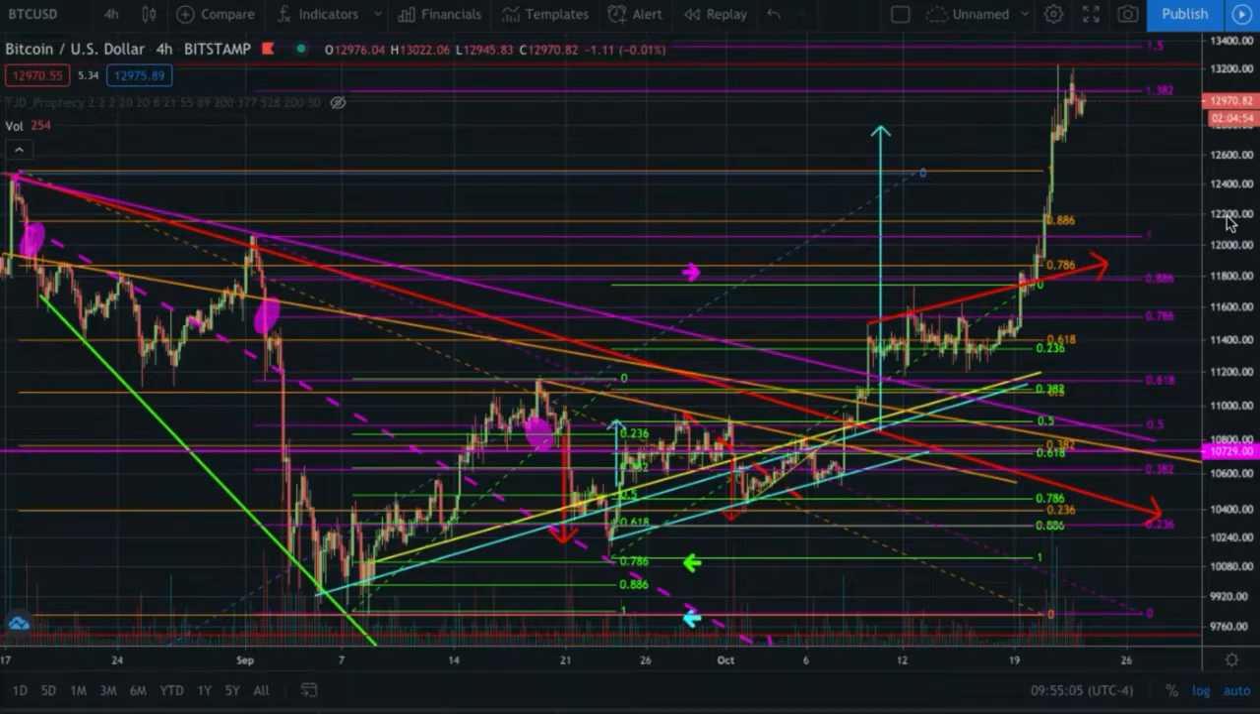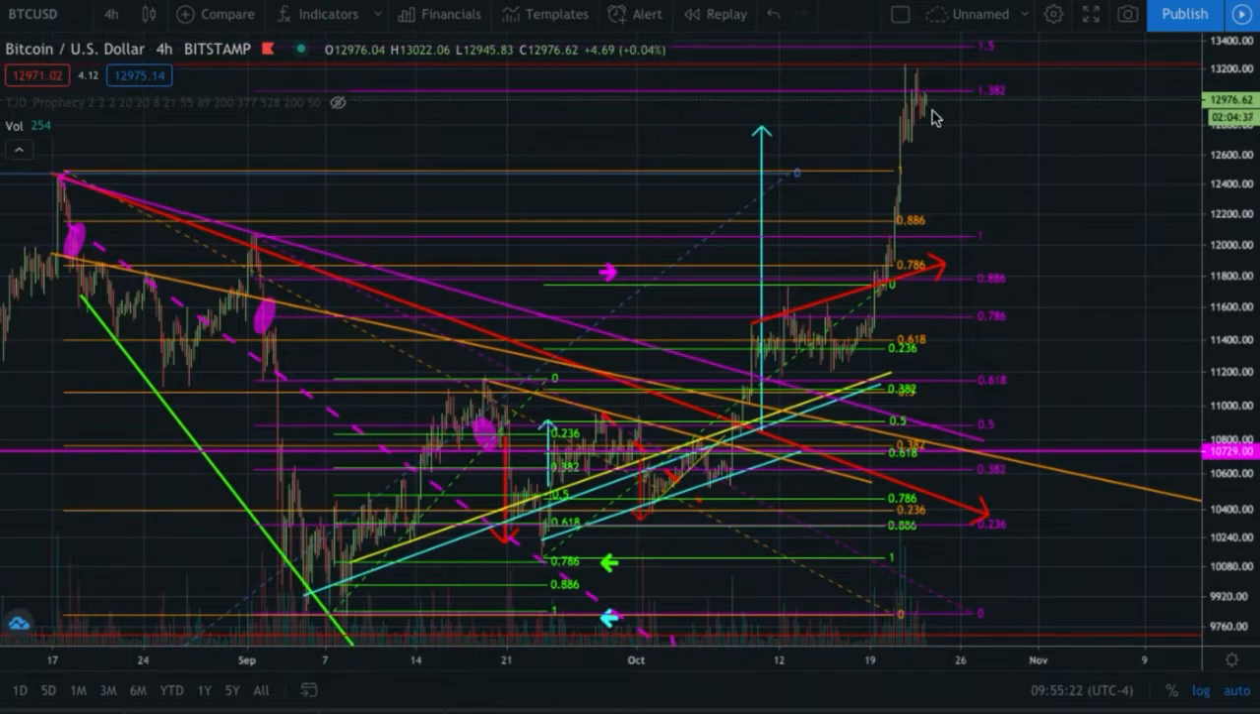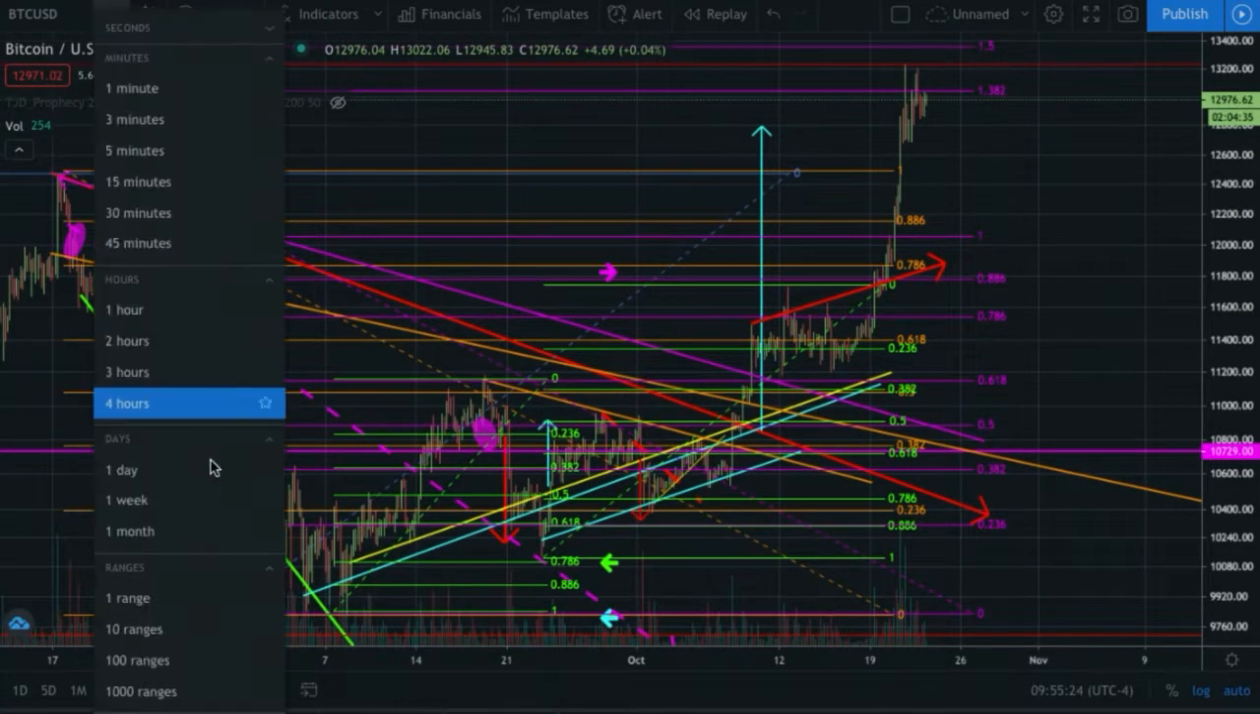But here we have the Bitcoin chart on the 4-hour. I'm looking at Bitstamp today, and as you'll see, we did get our breakout of the descending broadening wedge. We hit the first target and also hit the measured move with a little cherry on top as well. And we found resistance exactly at the final point that we were paying attention to.